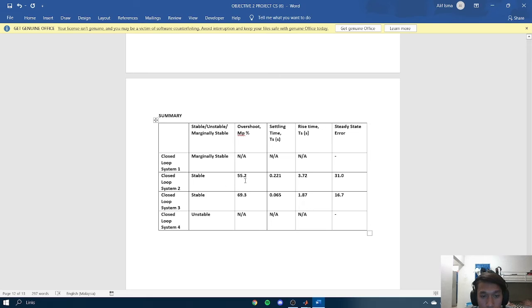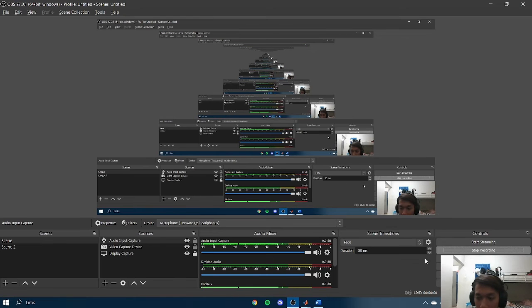The overshoot for closed loop system 2 is 55.2, for closed loop system 3 is 69.3. For settling time, closed loop system 2 is 0.2 to 1, for closed loop system 3, 0.065. For rise time, closed loop system 2 is 3.02, for closed loop system 3 is 1.87. The steady state error for closed loop system 2 is 31, and lastly, the steady state error for closed loop system 3 is 16.7. That's all from me. Thank you.